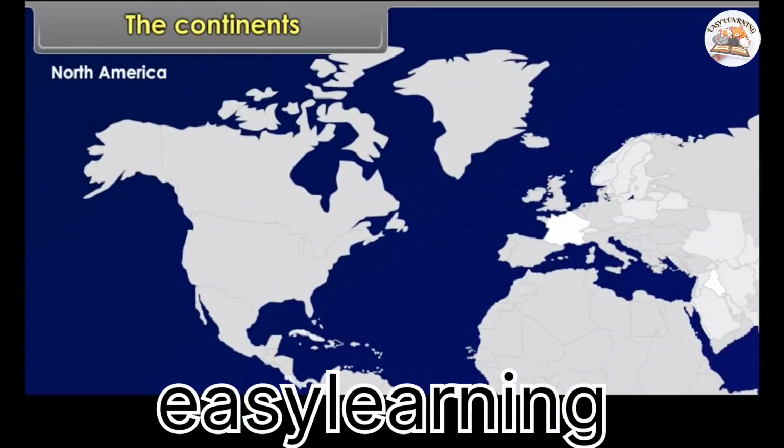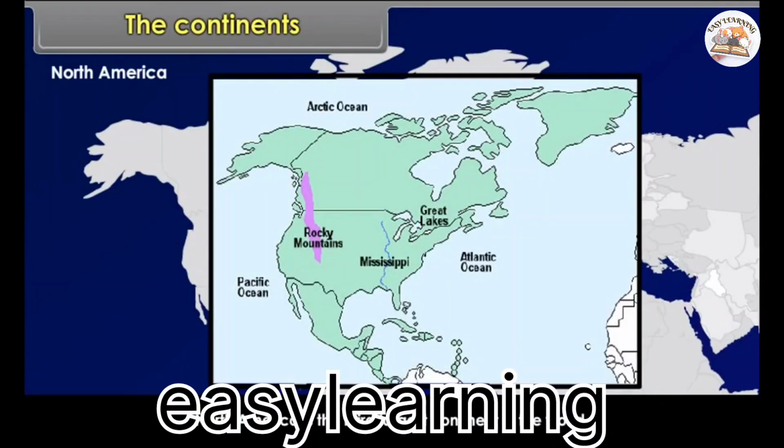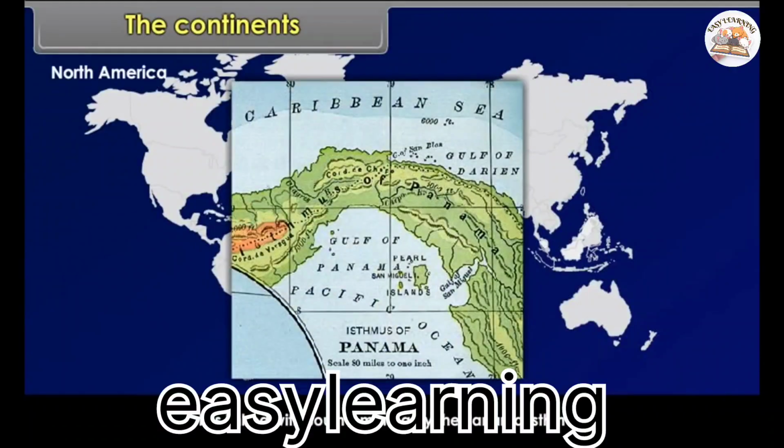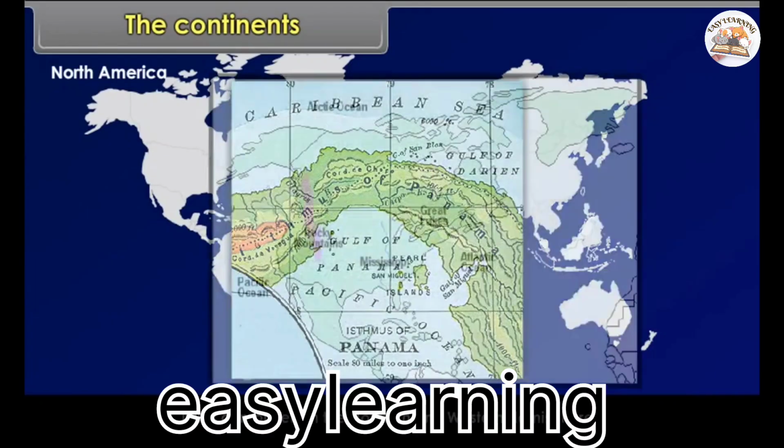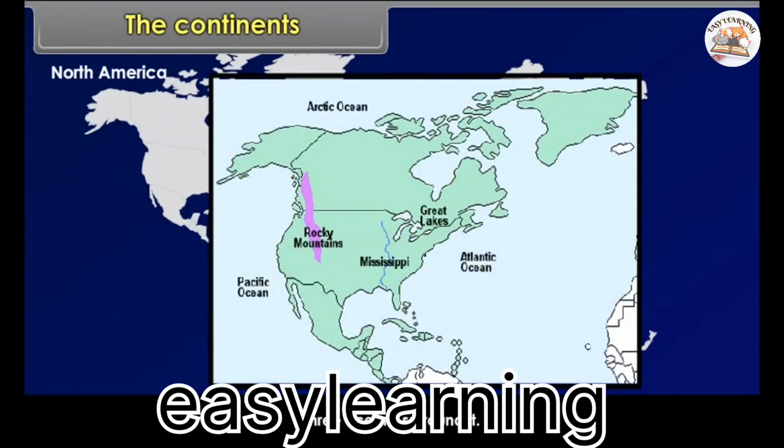North America. North America is the third largest continent in the world. It is linked with South America by the Panama Isthmus. It lies completely in the northern and western hemisphere. Three oceans surround it. They are the Pacific Ocean on the west, the Atlantic Ocean on the east, and the Arctic Ocean on the north.